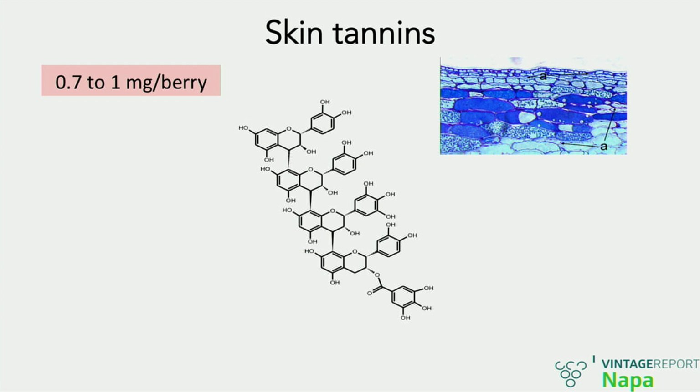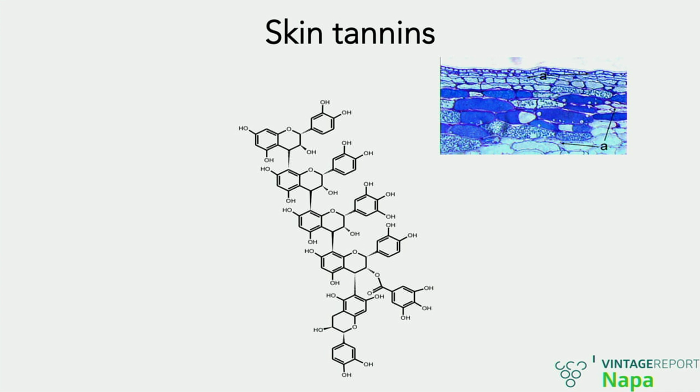Now, importantly, from a sensory standpoint, these tannins are large, much larger than those on the seeds. In this particular case, we have a tetramer, but we can have pentamers, hexamers, heptamers, and so forth. How high can they be? Up to 80 units. So they can be very large.